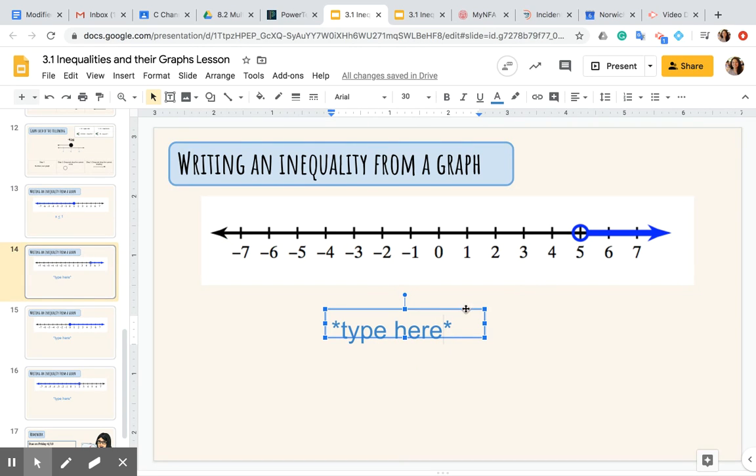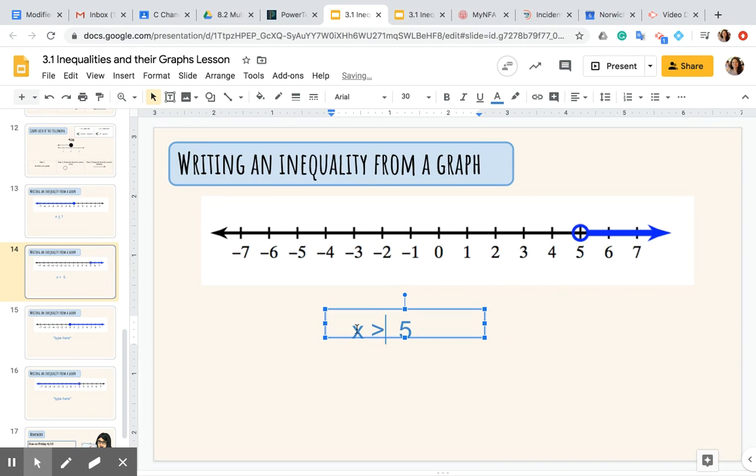All right, so first thing I'm going to do, I'm going to type the number that I see. The circle is above the 5. And then I'm going to go back to the left, and I'm going to add a variable. In between my variable and number, I want to determine, do I want it to be less than or greater than? I look at the way that it's shaded. It's shaded to the right, so I want X to be greater than.